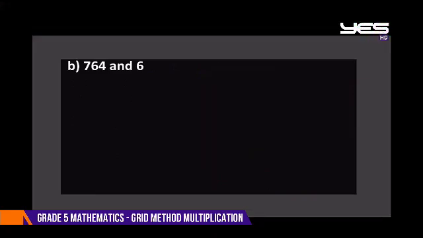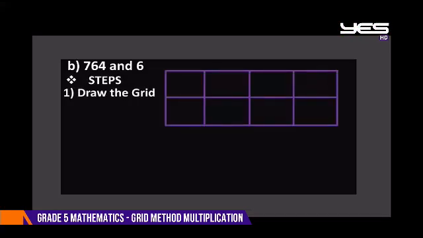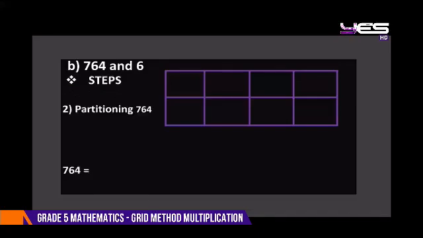764 multiplied by 6. So let's follow the steps. First step is to draw the grid. So in this grid you can see 4 columns. I have drawn 4 columns this time because our multiplier is of a 3-digit number. Then we have to partition 764. In 764 we have 7 hundreds, 6 tens, that is 60, and 4 units. Then we will write the number up here separately.